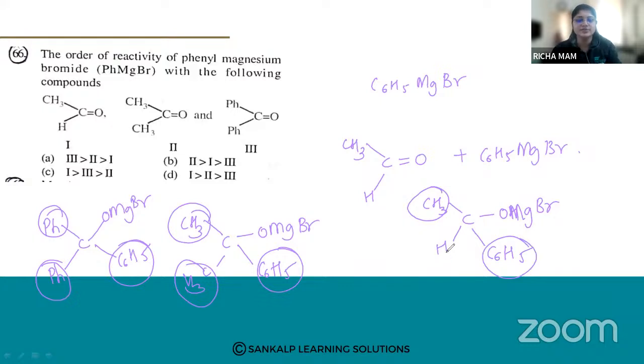So what will come first? First will be this compound, then this, and next will be this. The order of stability: this compound, the aldehyde, will be more stable because you have one hydrogen and only one methyl group is present. But as you go here, two methyl groups, and then two phenyl and one phenyl, so three phenyl groups, it will be much more crowded.